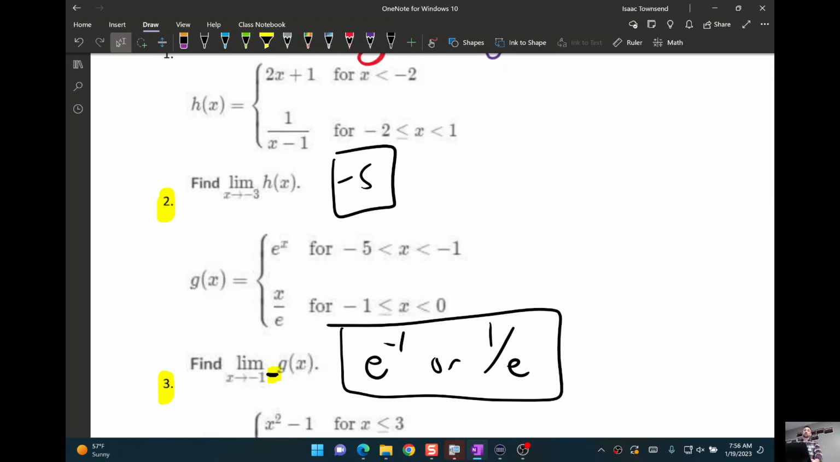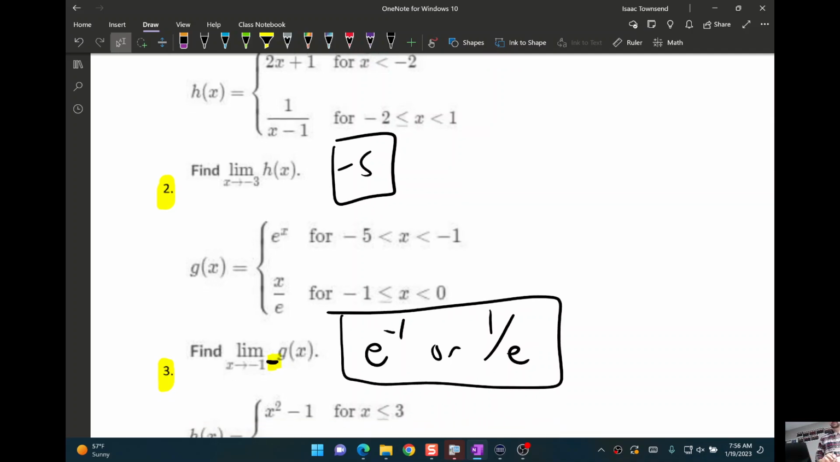What does E stand for? E is a number. Well, first let's check these, but I'll talk about E for a second. For number 2, I got -5. And for 3, I got e to the -1, which you could also write as 1 over e to the +1 if you use exponent rules.